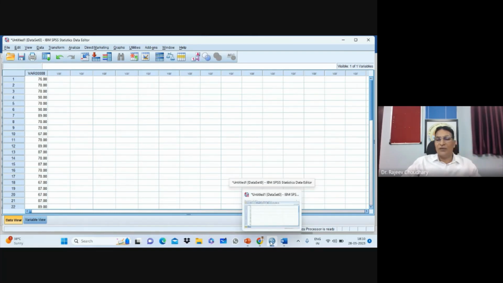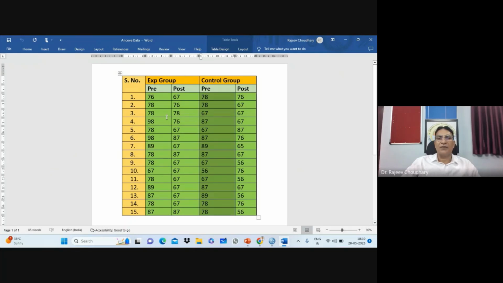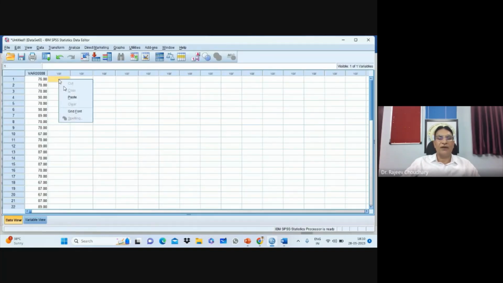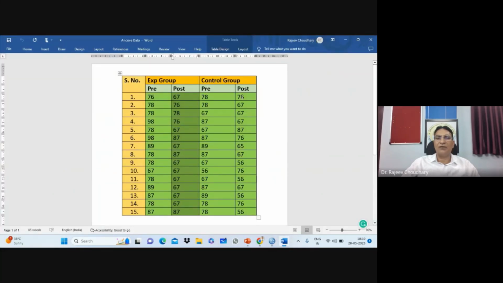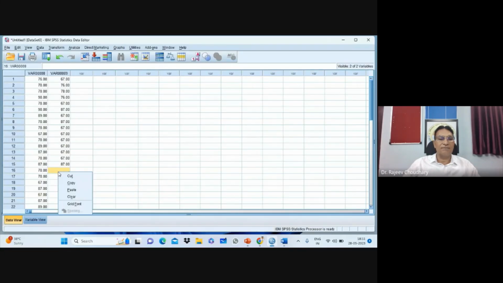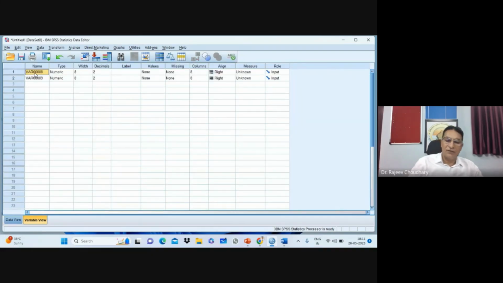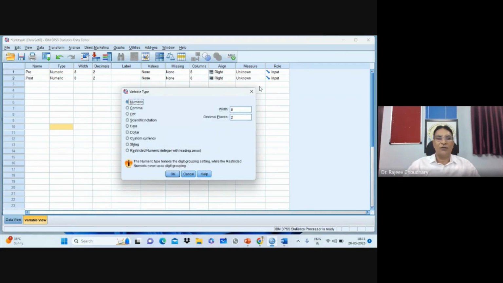In the next column, we will paste the scores of the post-test. 15 are of the experimental group and 15 are of the control group. Now, in the first column pre-test is there. In the second column, post-test is there. Again, go back to data view.